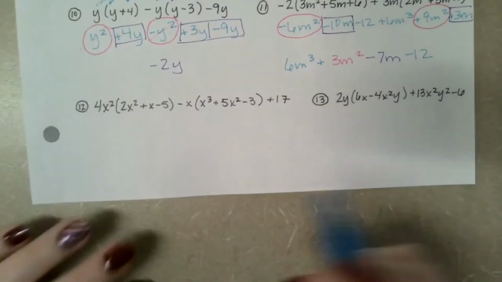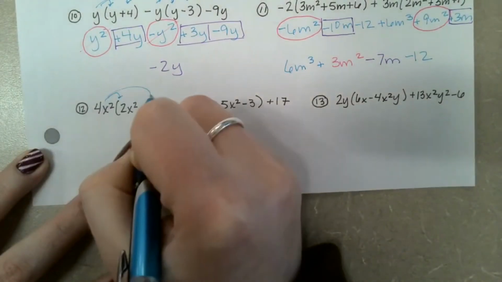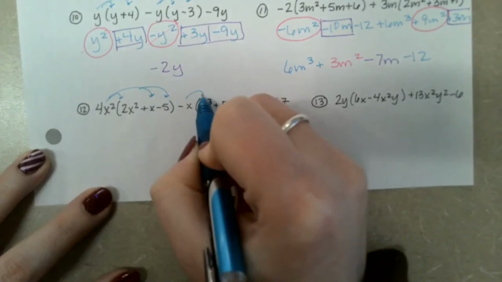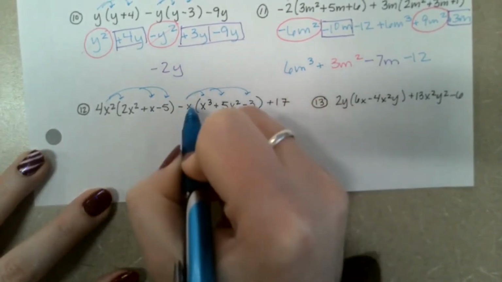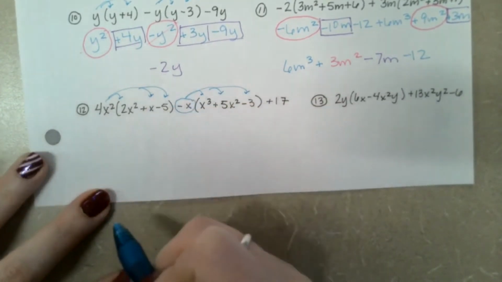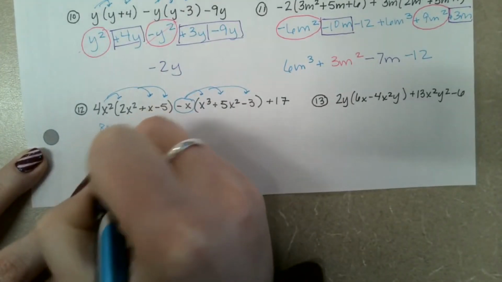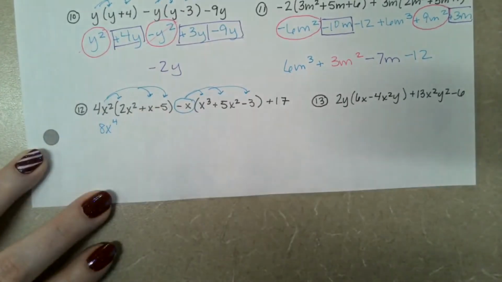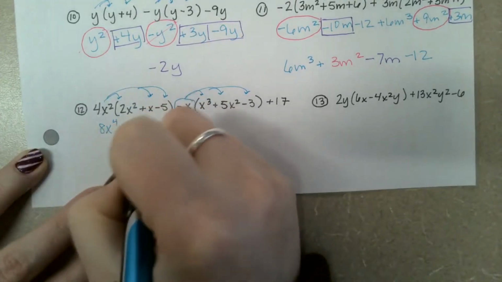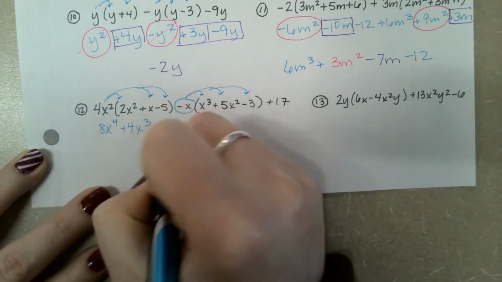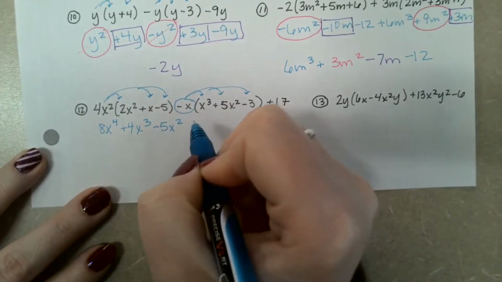In number 12, again, we're going to start by distributing. So we'll take these all into each piece. When you distribute here, make sure that you take the negative x. That whole thing is coming in with us. So we get 8x to the 4th from adding our exponents. 4x cubed minus 5x squared. Oh, nope.